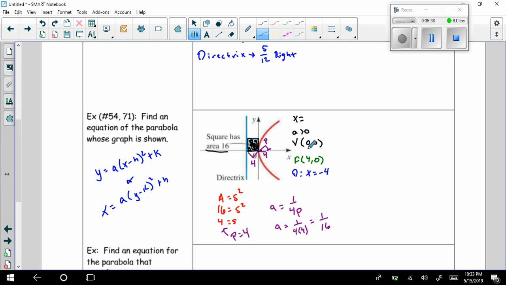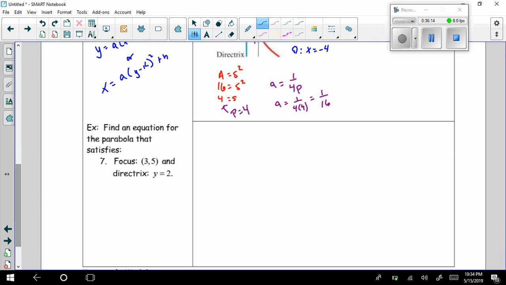So we have our h, our k, and our a. So now we just write our equation. So x equals 1 over 16 y, our vertex is 0, 0, so we just need y squared. No addition, subtraction when your vertex is 0, 0. And that's it for that one.